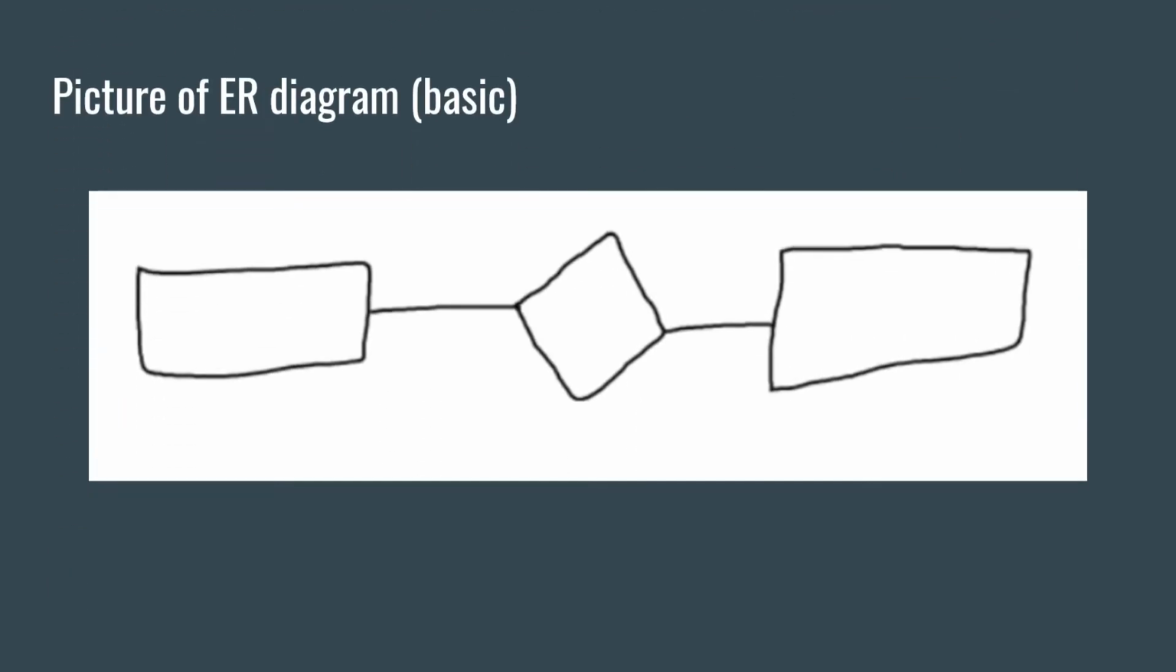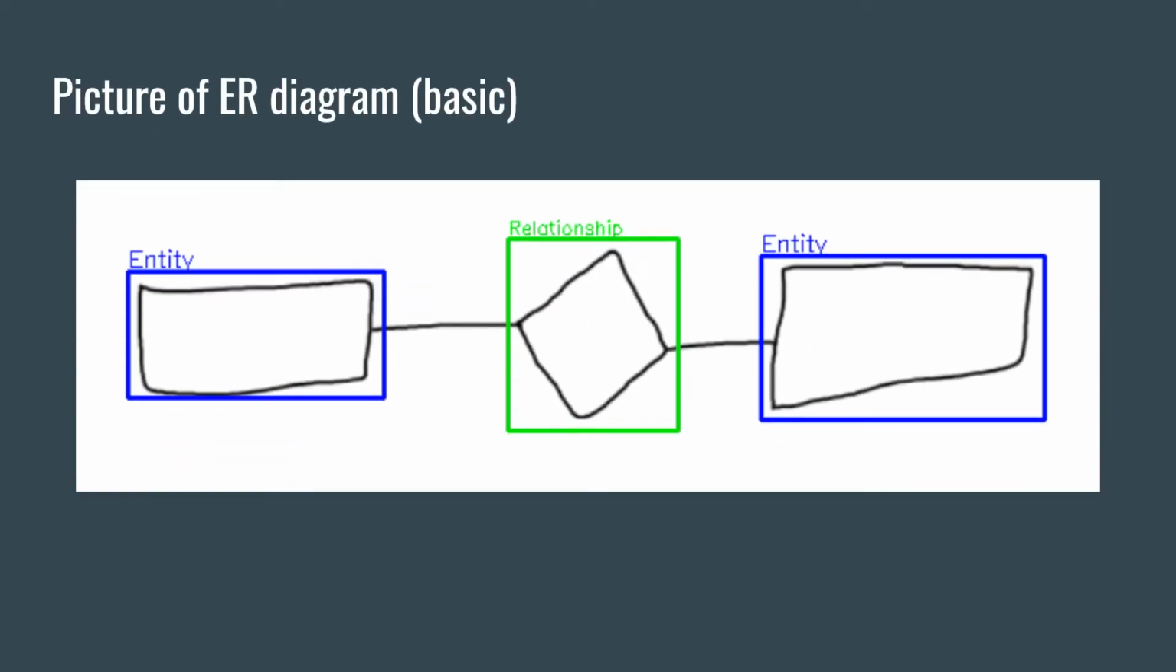The following slides will show examples of ER diagrams we created for our program. This one is a basic ER diagram. It has 2 entity objects, as shown with the rectangles, and 1 relationship object, denoted by the diamond shape. And here are the results after running it through our program. As shown here, the 2 entity objects are boxed in by blue, and the relationship object is boxed in by green.